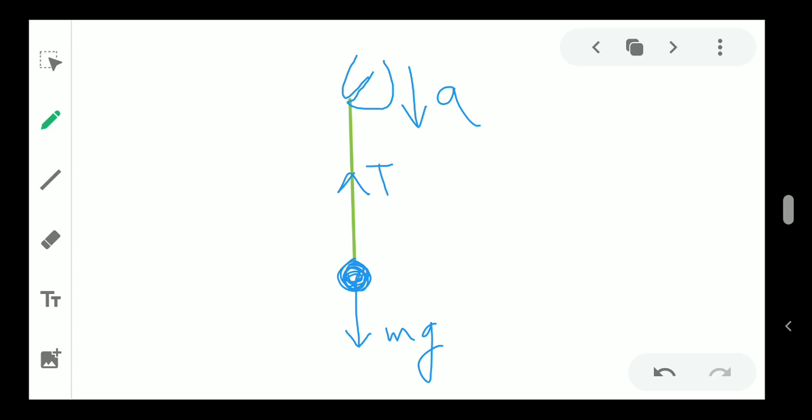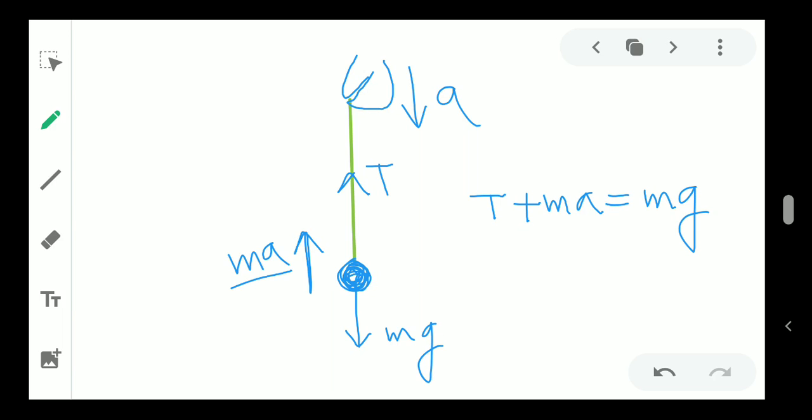This stone wants to restore its own state, so it will go in the upward direction to restore its own state. So the inertial force now will be upward, that is ma. So now you can see that T and ma both are working, and mg is there alone in the downward direction, and all of these forces are working on a single point, that is the stone. So T we can write as mg minus ma, that means the tension has decreased.